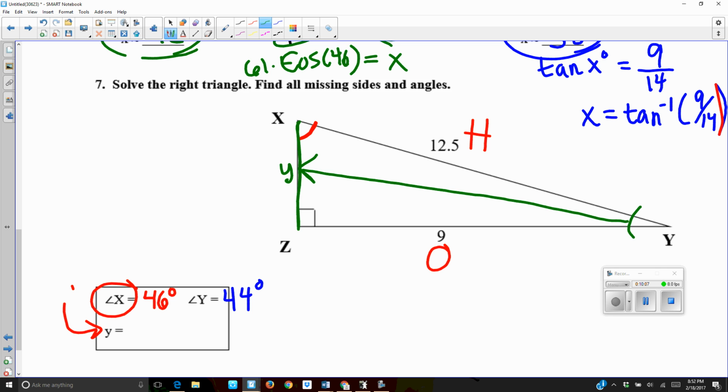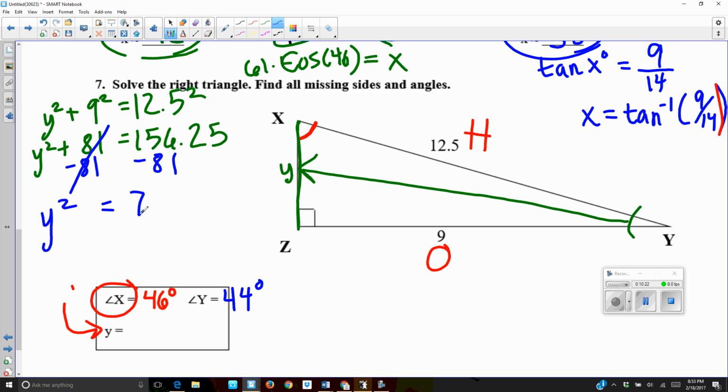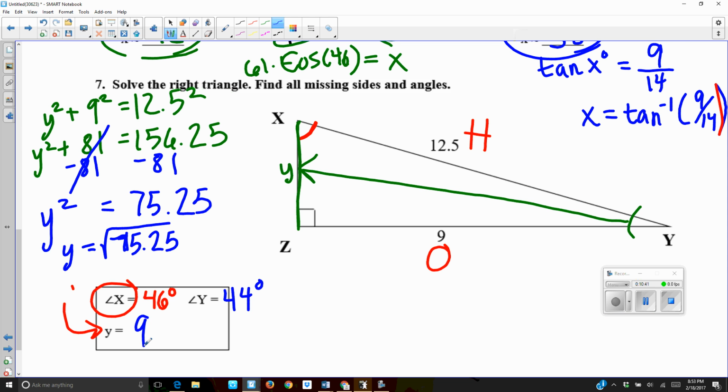The side we're trying to find is one of the short sides, so the setup for this would be y squared plus 9 squared equals 12.5 squared. Ultimately, we take the square root of 75.25, which is about 8.67. Round it up, and that gives us 9.